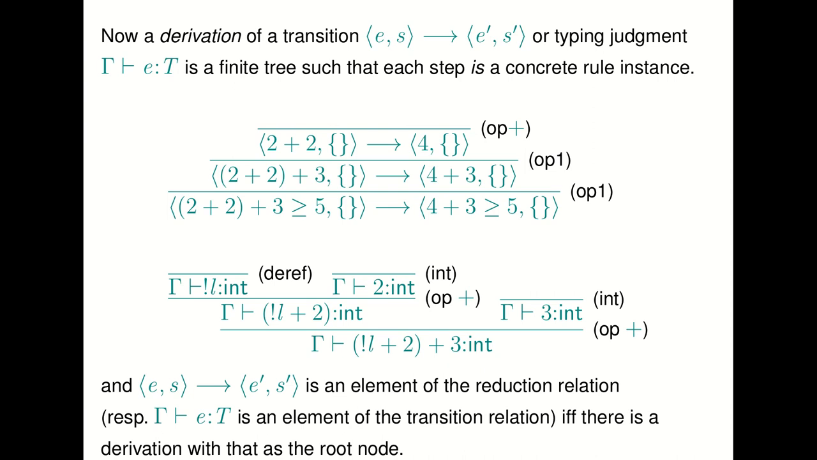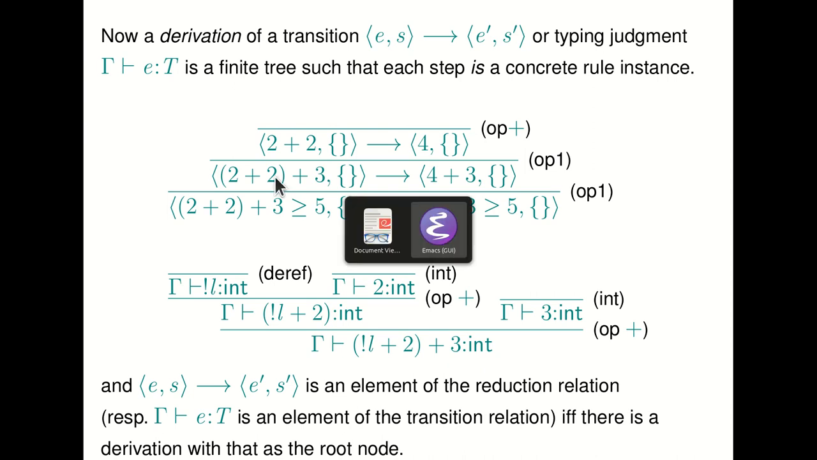And so now we can say 2 plus 2 plus 3 is greater than or equal to 5 takes a transition to 4 plus 3 is greater than or equal to 5 in the empty store, when 2 plus 2 plus 3 transitions to 4 plus 3 in the empty store. And that happens when 2 plus 2 transitions to 4 in the empty store. And so now you can see that in this derivation tree, there are no metavariables at all.